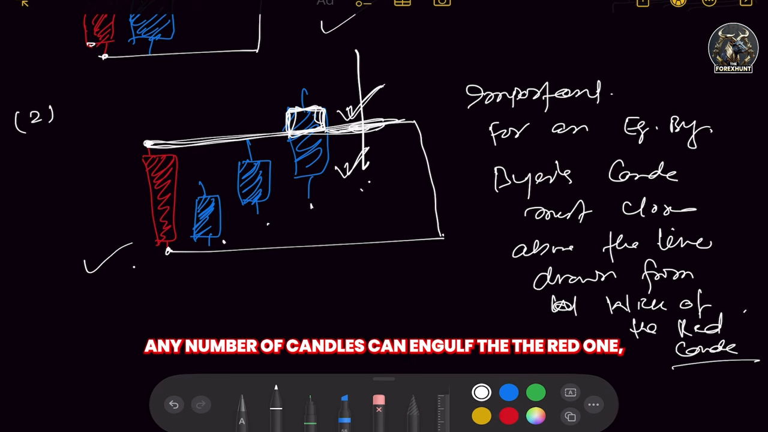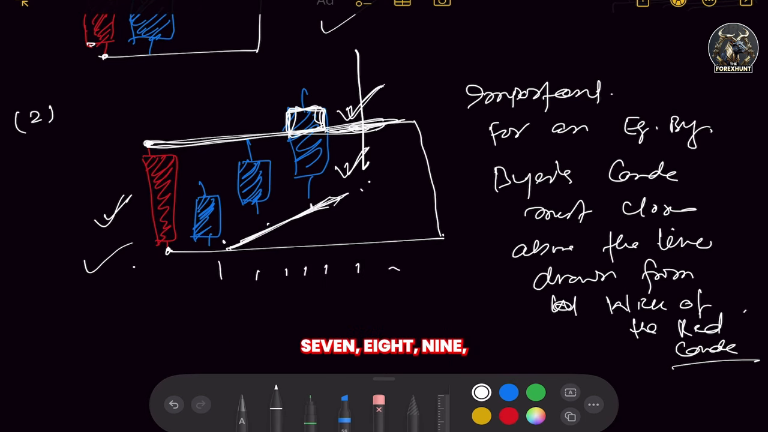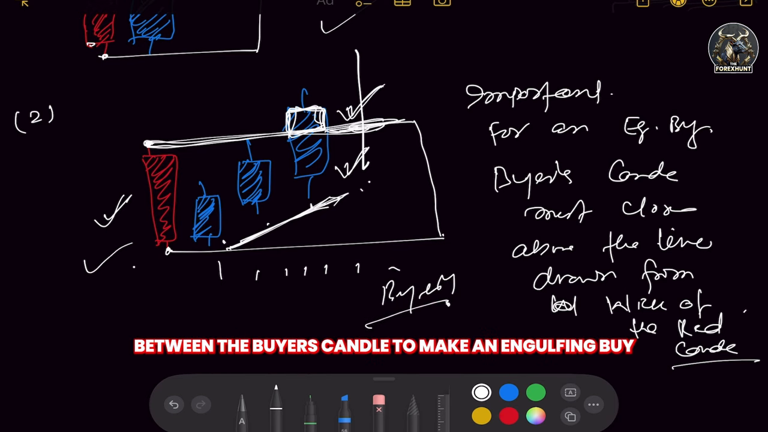Any number of candles can engulf the red one, but there shouldn't be any red candle in between this line and these buyer's candles. Means you can plot 1, 2, 3, 4, 5, 6, 7, 8, 9 of these buyer's candles here, okay, but there shouldn't be any red candle in between the buyer's candles to form an engulfing buy.